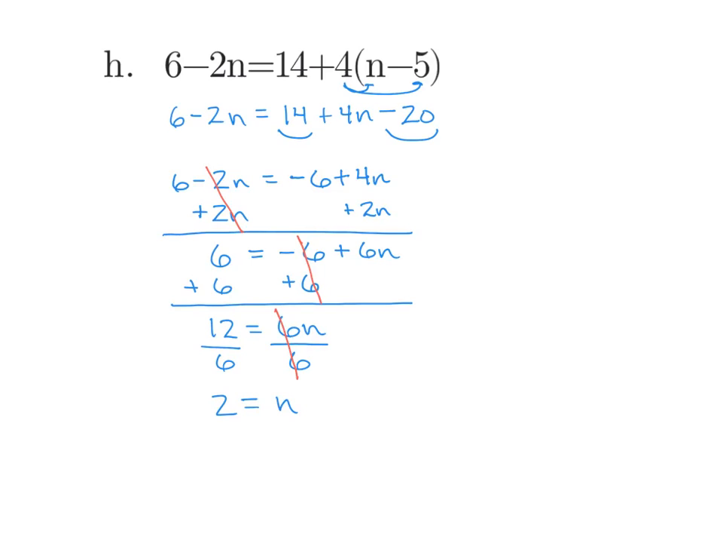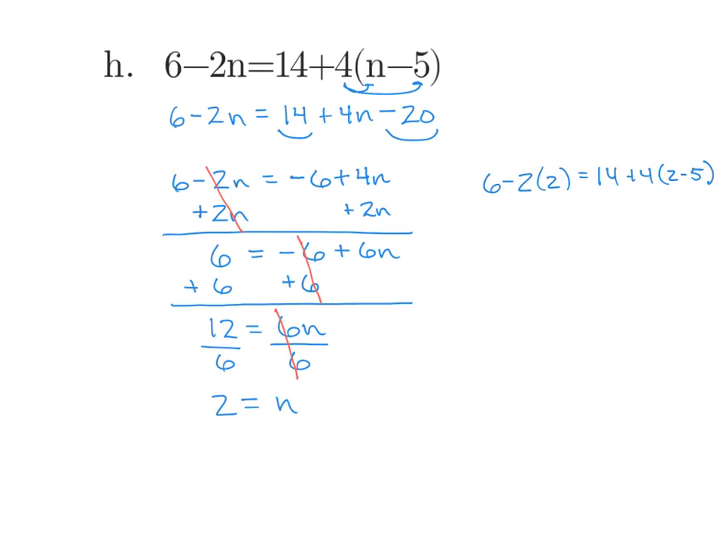Okay, for this one, I also want to do the check step just to show you what it involves. So for our check step, we're going to plug 2 in for our n's in our original equation. So if we do that, we get 6 minus 2 times 2 equals 14 plus 4 times 2 minus 5. Wherever we see n, we're going to plug in 2.